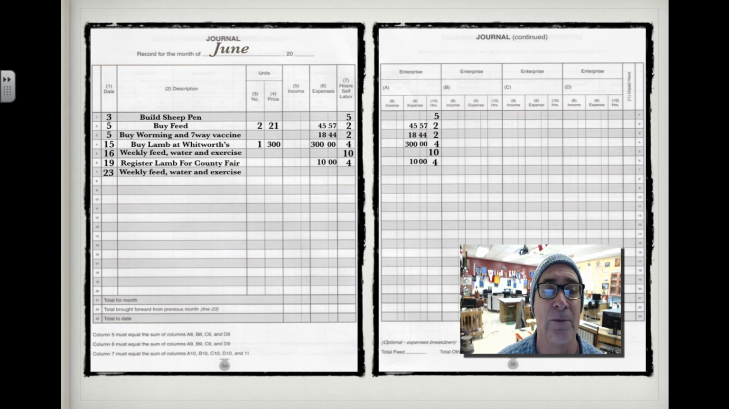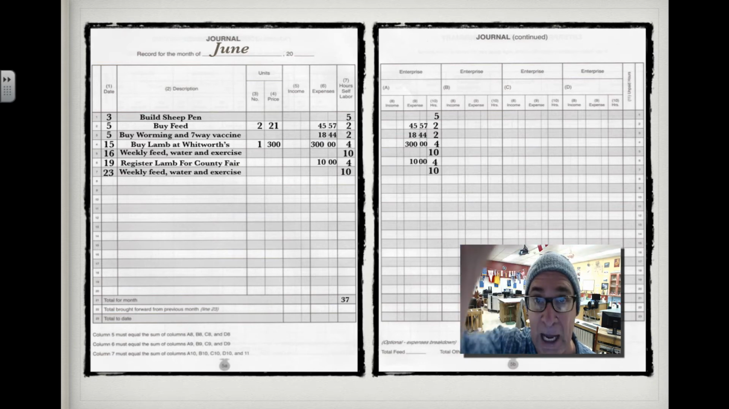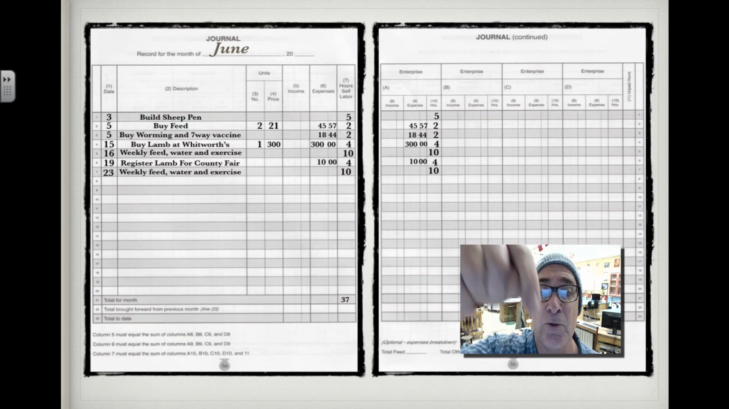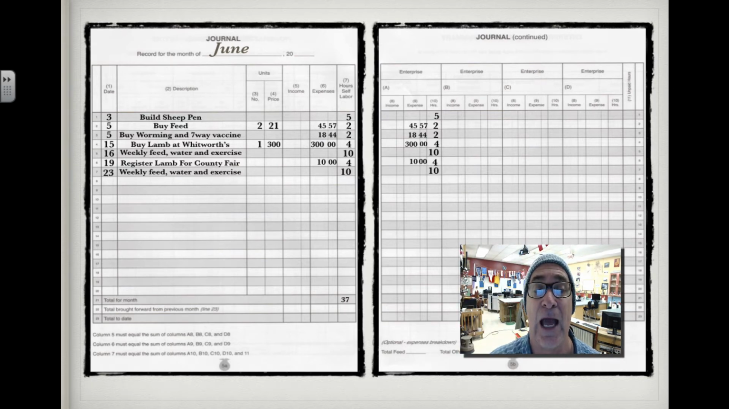On the 23rd, we had another weekly feed and care. So during that particular week, you had the exercise, you watered, you fed, and that was 10 hours just like the one before it. And now what you're going to do is total everything down the column in the hours first, and you add 5 plus 2 plus 2, 4, 10, 4, and 10, and that comes out to 37 hours.